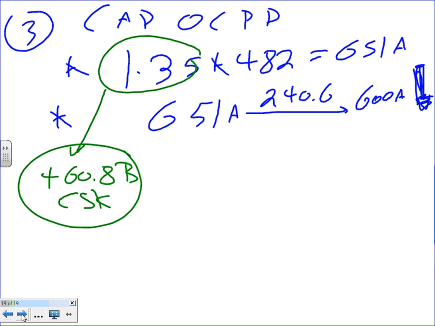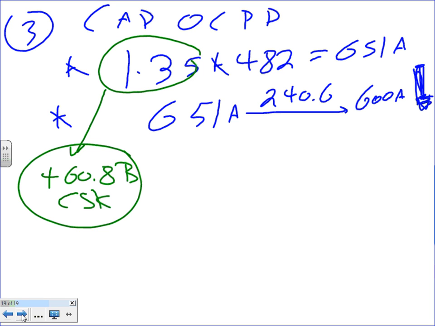Number 4. Any question, guys? Every time I put CSK, this is opinion. Everybody knows that CSK is opinion, which means different people could do it differently.